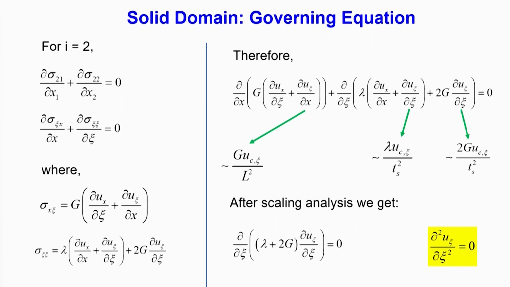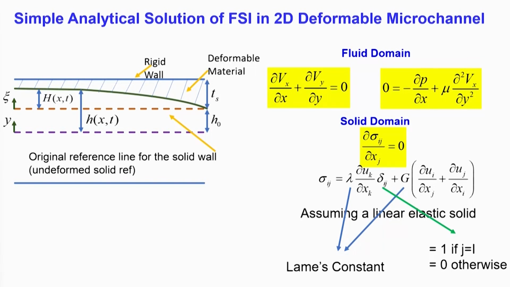So, now we are going to write an equation for the solid domain for i equal to 2. i equal to 1 is x and i equal to 2 is y. Can you tell that out of all equations why i equal to 2 is important? i equal to 2 means the y or zeta direction.